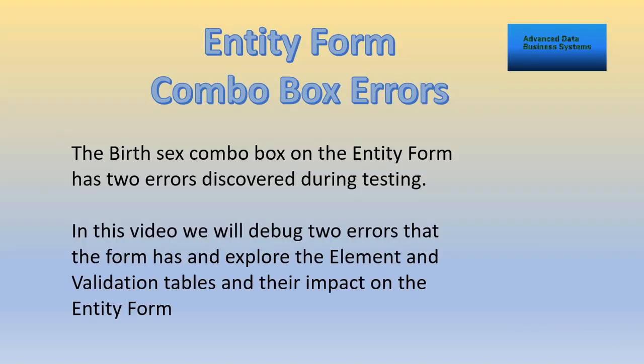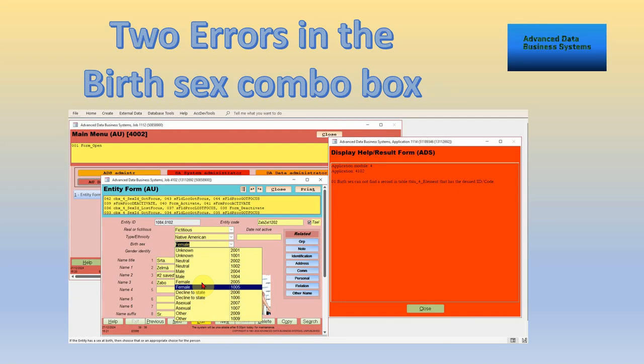The errors we will look at happen in the birth sex combo box of the entity form. The entity form is the main tool used to enter people and organizations, among a few of the other possibilities. The birth sex is the sex assigned at birth, female or male. Gender identity is defined as the role people identify with and wish to live in, and is a different field from birth sex.